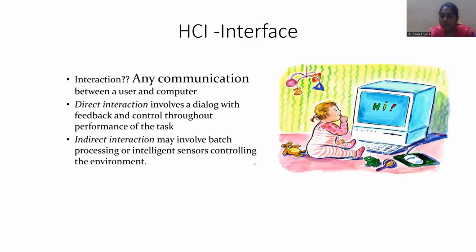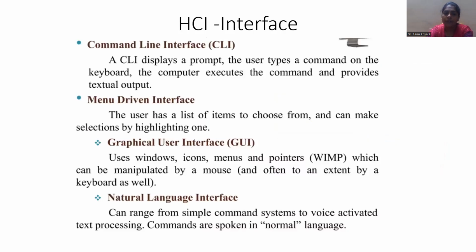Interface is nothing but the communication medium between the user and the computer. The interaction can be done directly or indirectly. If you look at direct interaction, it involves a dialogue with feedback, and also there is control throughout the entire task that is performed. Whereas in indirect interaction, batch processing or intelligent sensors are controlling the entire environment during the performance of all the tasks. So this is called both direct and indirect interaction, nothing but the communication between the user and the computer.